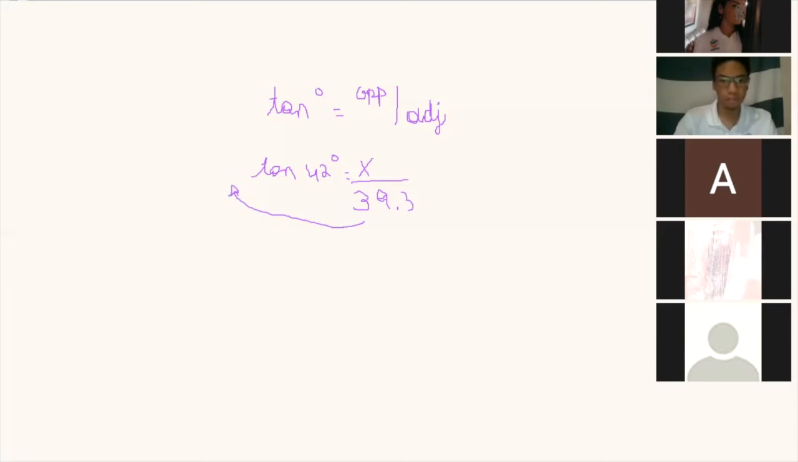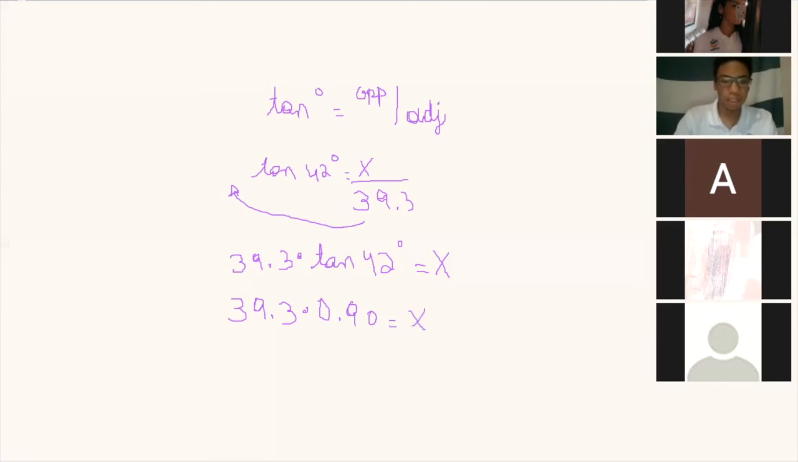So go ahead: 39.3 multiplied by tangent of 42 degrees is equal to x. Okay, now we have to know the value of the tangent. So 39.3, and tangent of 42 has a value of 0.90. So 39.3 times 0.90 is equal to x.